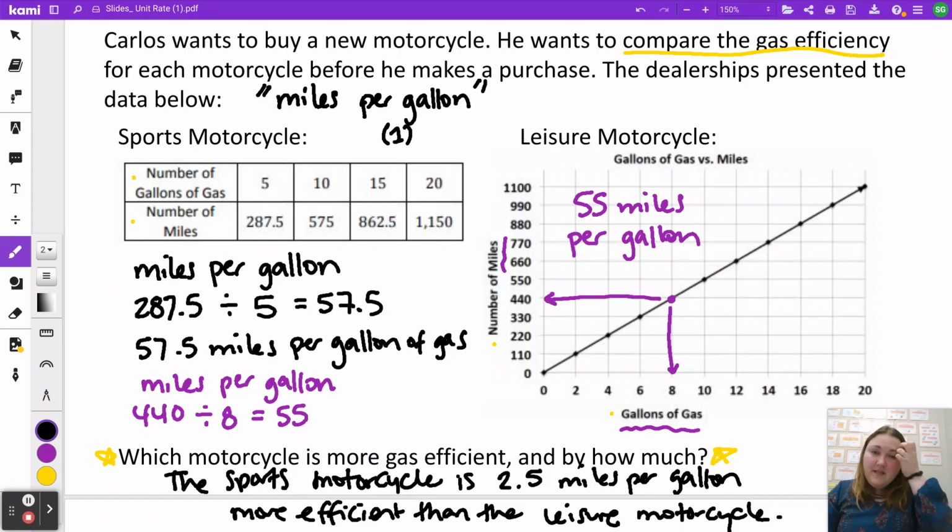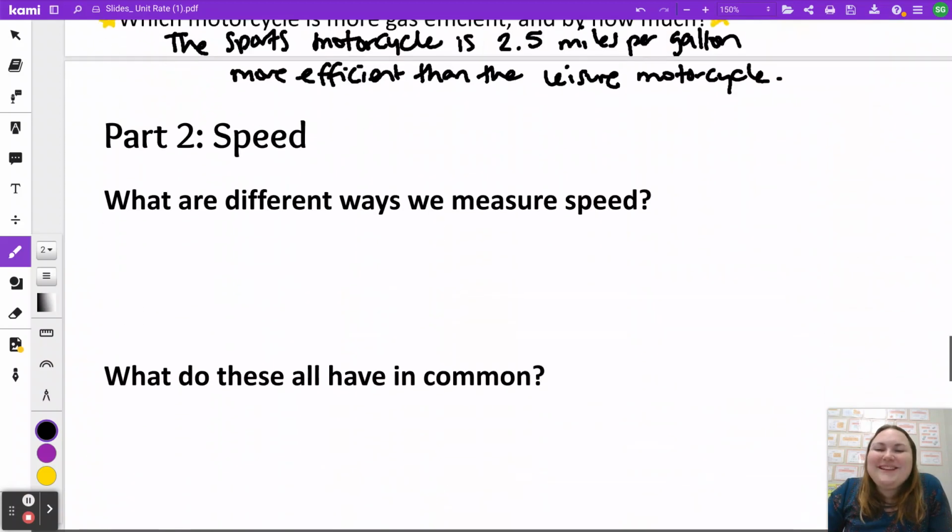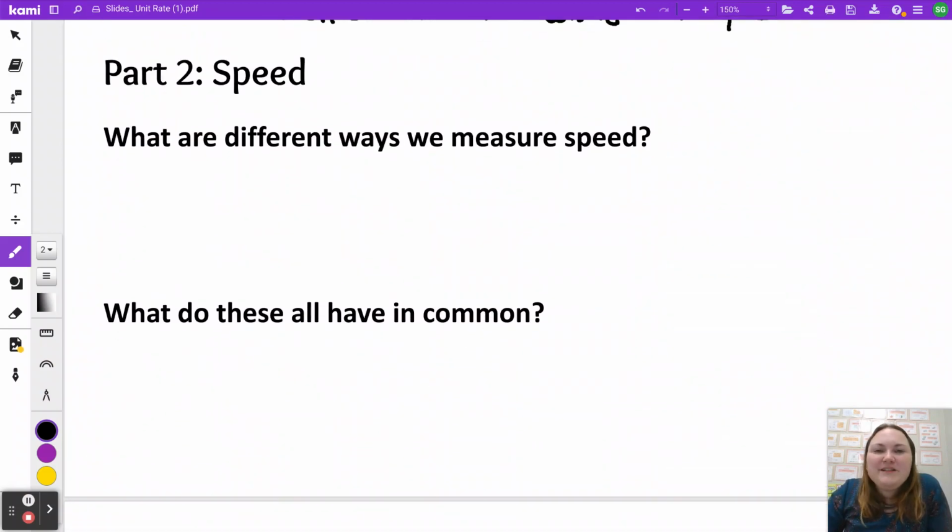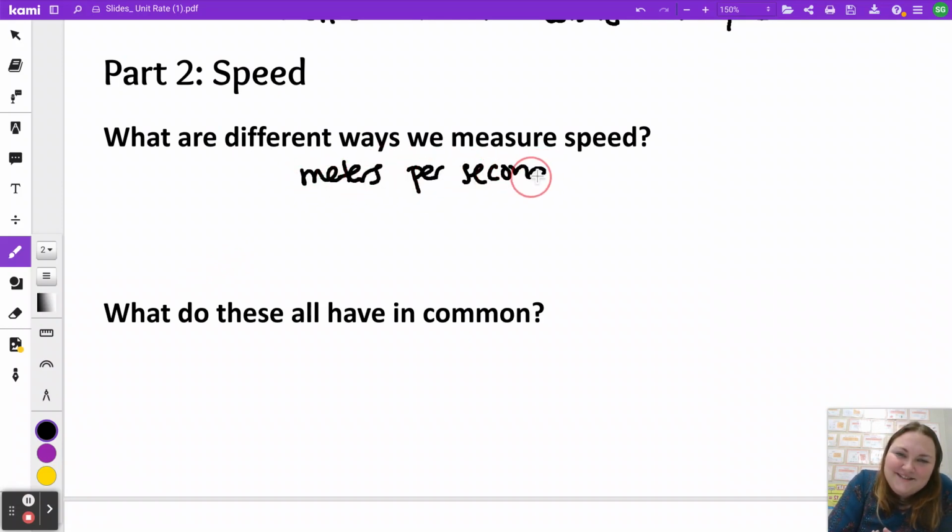There is one other example of unit rate that's really common that we're going to talk about, and that last example is speed. Before we jump into some of the problems, the question I want to ask you is, what are different ways you can measure speed? For example, if you are in a science class, lots of times you talk about speed in meters per second. But I would argue in my life that is not the most common way I am measuring my speed. So think about what are other ways you can measure speed. It's not always meters per second.